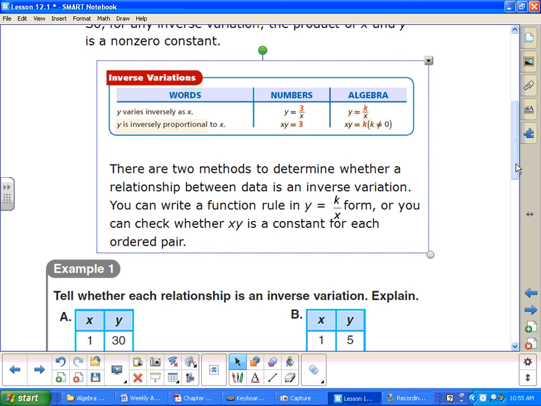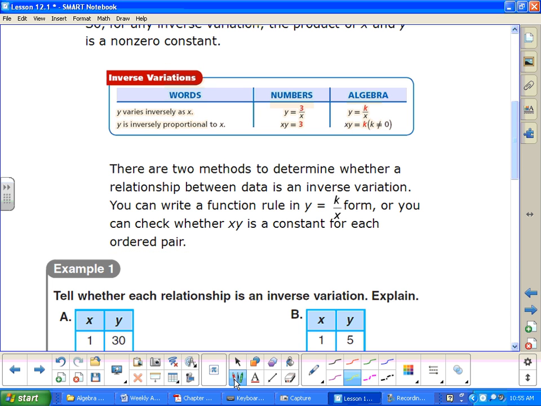When we're looking at a specific problem, we're looking for it to say that y varies inversely as x does, or it might say y is inversely proportional to x.